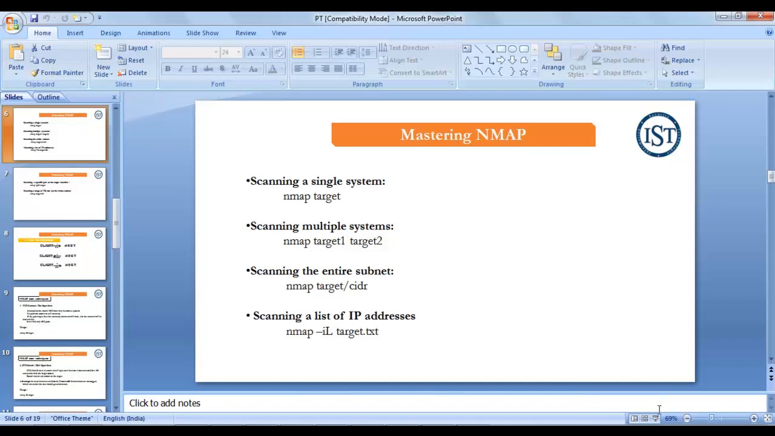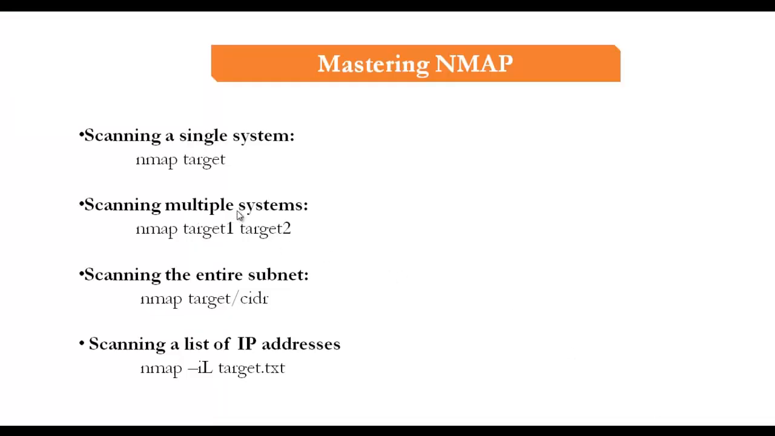We have another option, scanning multiple systems. If you want to scan multiple systems, you can just specify the IP addresses or host names of the targets you want to scan. Similarly, if you want to scan the entire subnet, you just have to give its address. Similarly, if you want to scan a list of IP addresses in a text file, you can simply use nmap -iL and the file name, and we have to make sure that the file target.txt is there in the nmap directory.